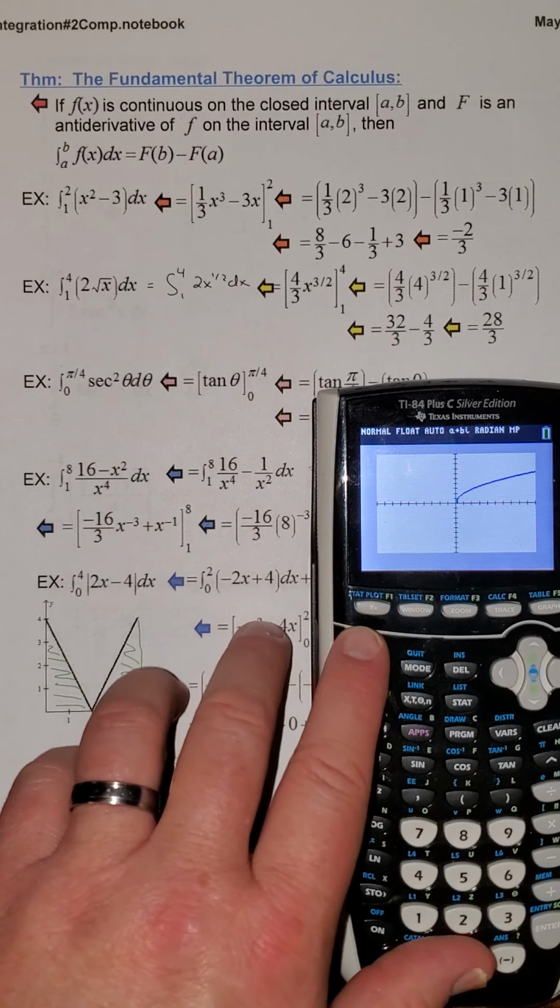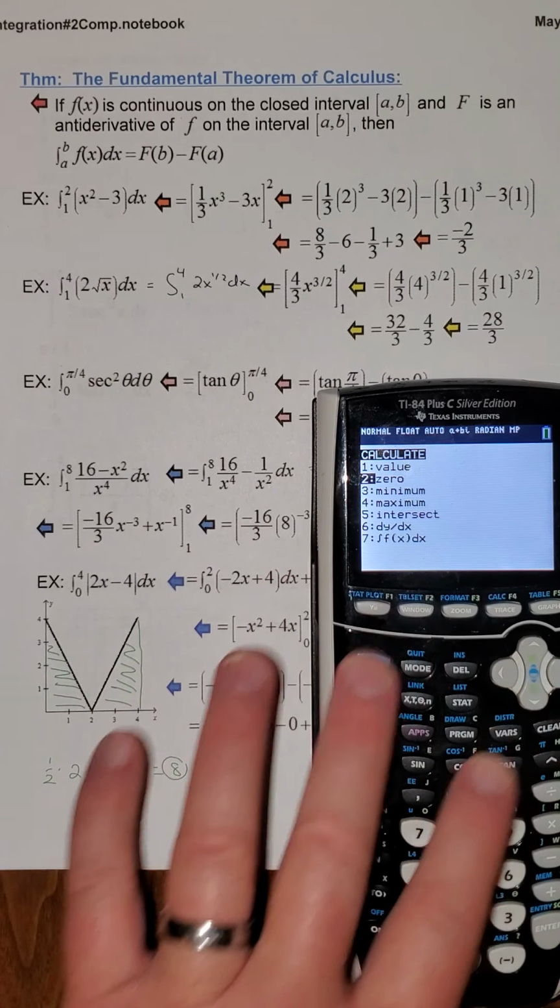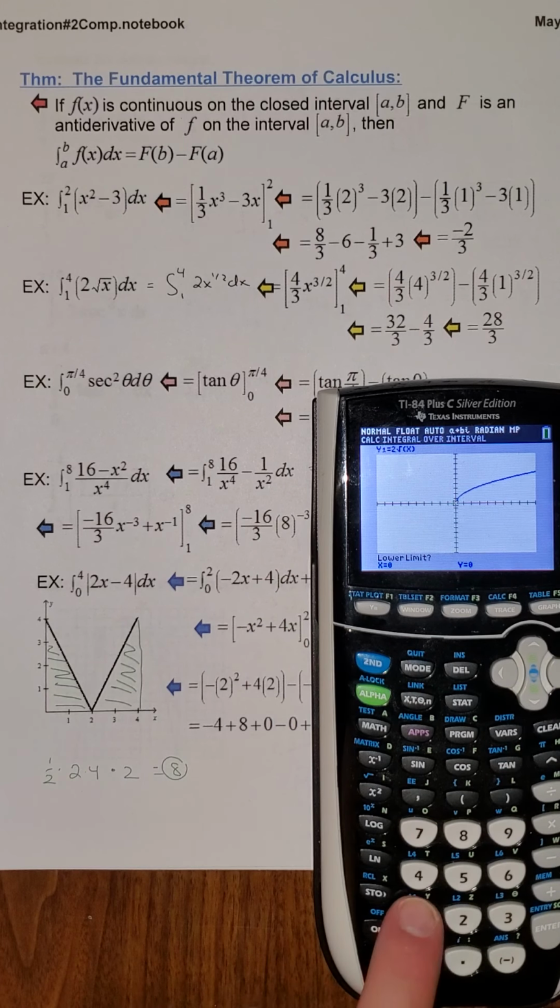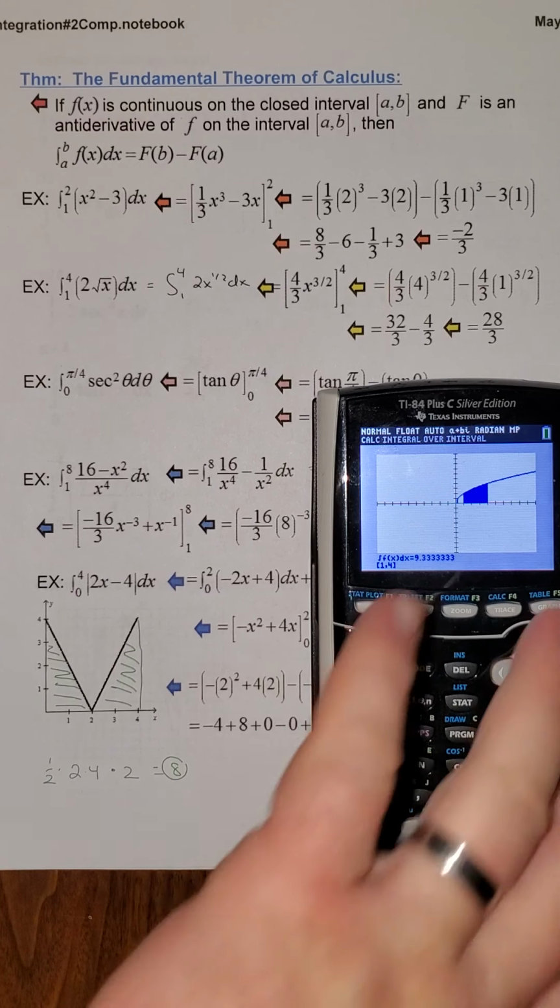And here's what I want. I want the area of the curve. So let's go down to number 7. From 1, from right there to 4, right there. That area right there is 9 1/3. That's 28/3. That's what we're trying to find with these definite integrals. Okay?